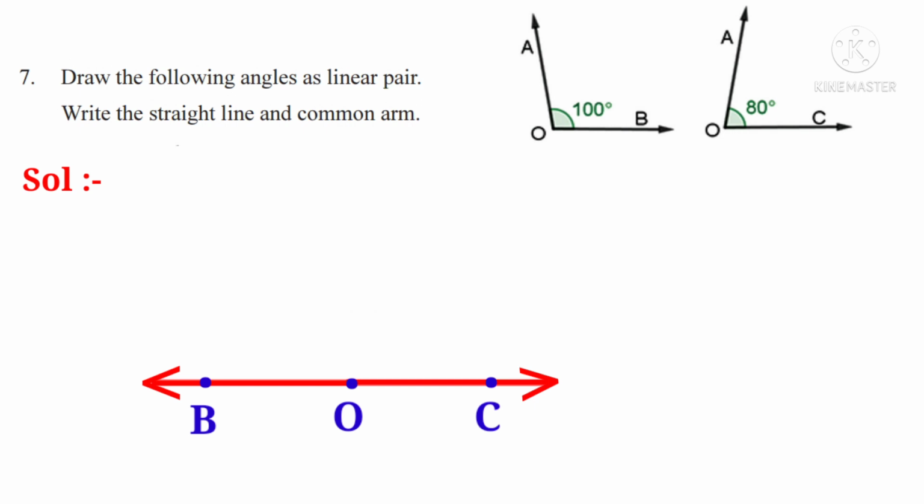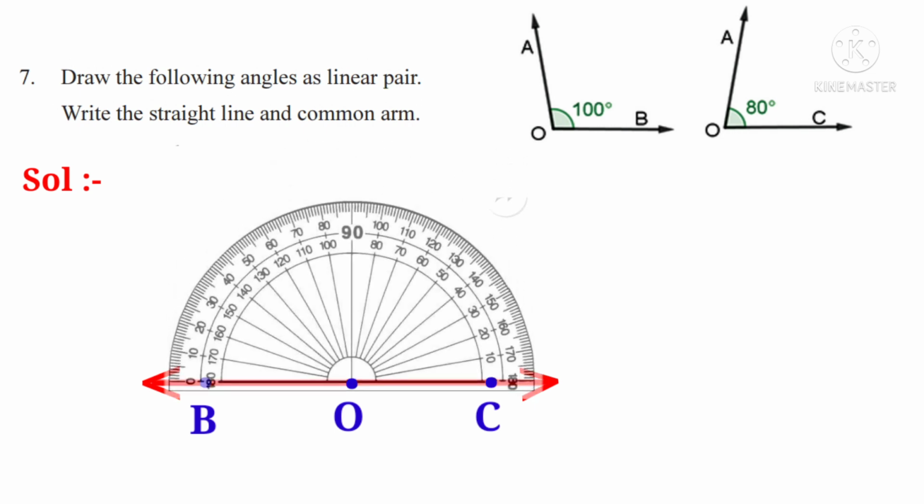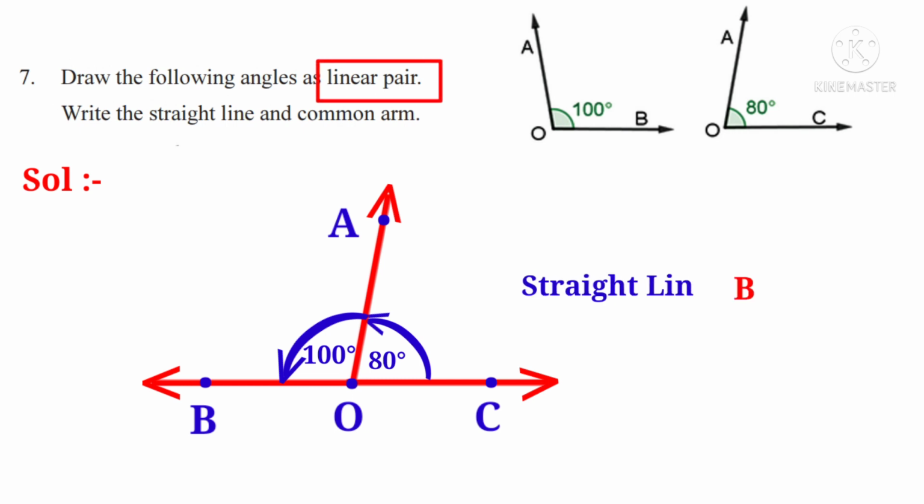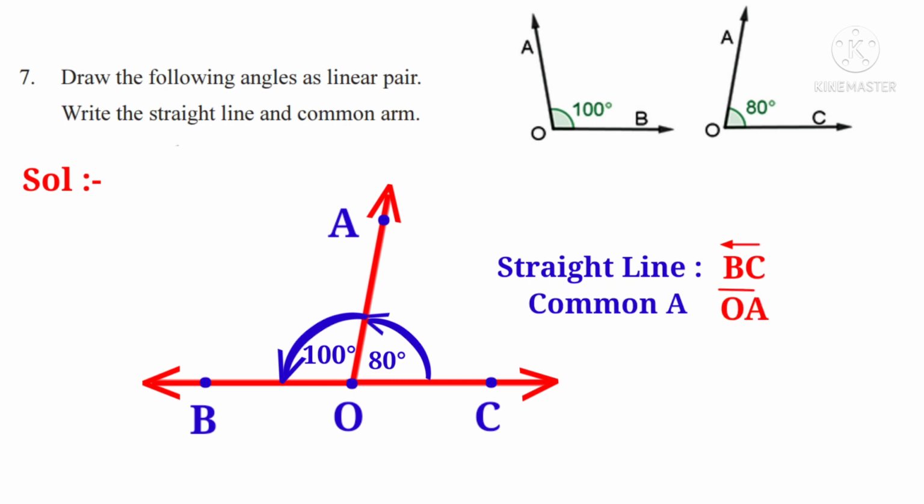Now place the protractor on the line BC. On the upper scale, put a point A at 100 degrees and draw a ray through it. Now angle AOB is 100 degrees and angle AOC is 80 degrees. So both are adjacent angles, lie on the same line, so they form a linear pair. They lie on the straight line BC and their common arm is OA.